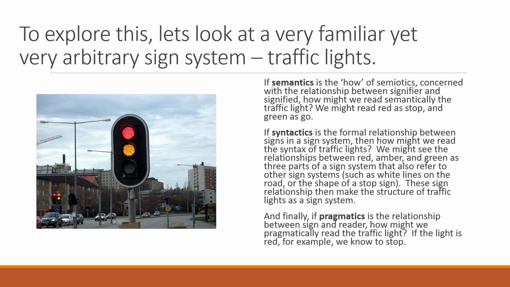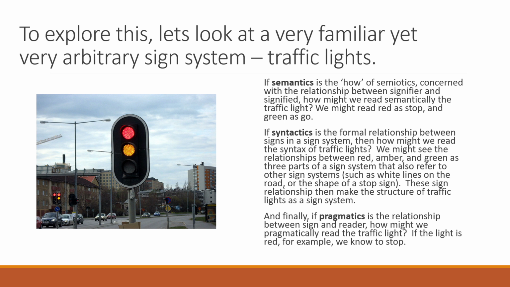This is a very arbitrary sign system, the traffic light, and everyone very easily recognizes it. Let us understand it in the sense of semantics, syntactics, and pragmatics. If semantics is the 'how' of semiotics, concerned with the relationship between signifier and signified, how might we read the traffic light semantically? We might read red as stop and green as go.